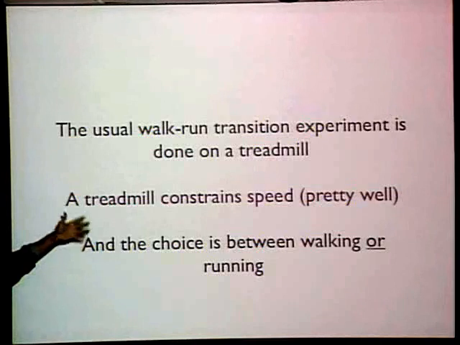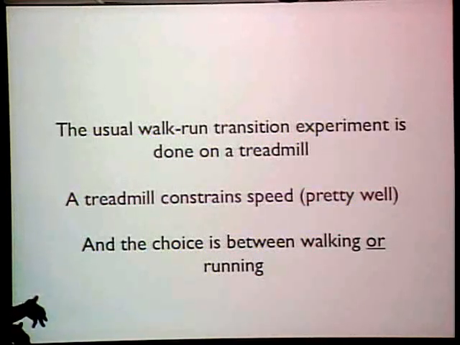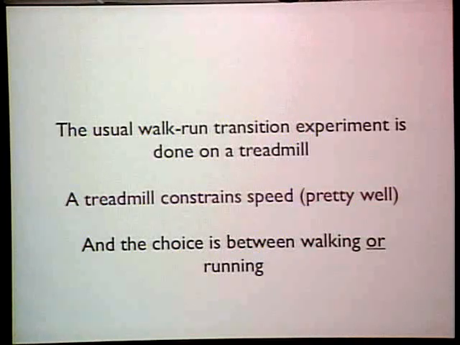And the choice, in the classic experiment, is between walking or running, right? So typically they ask the subject, do whatever is natural, but pick walking or running. And that's how they see that walking is preferred at slow speeds and running at high speeds, and then a reasonable gait transition speed in between.